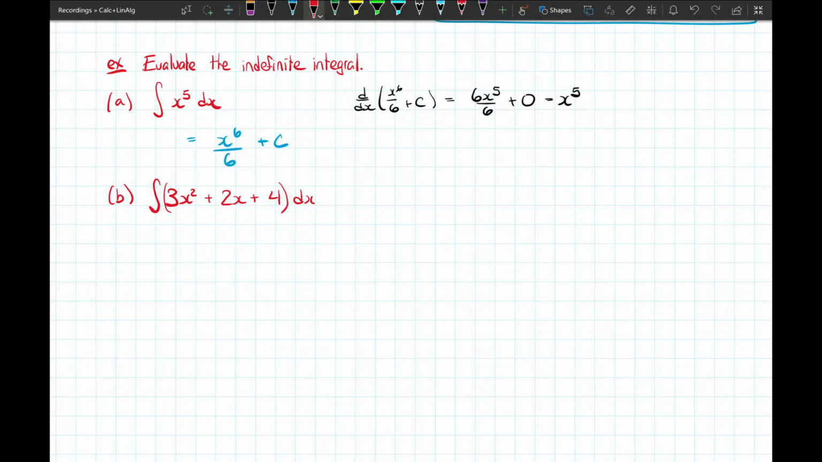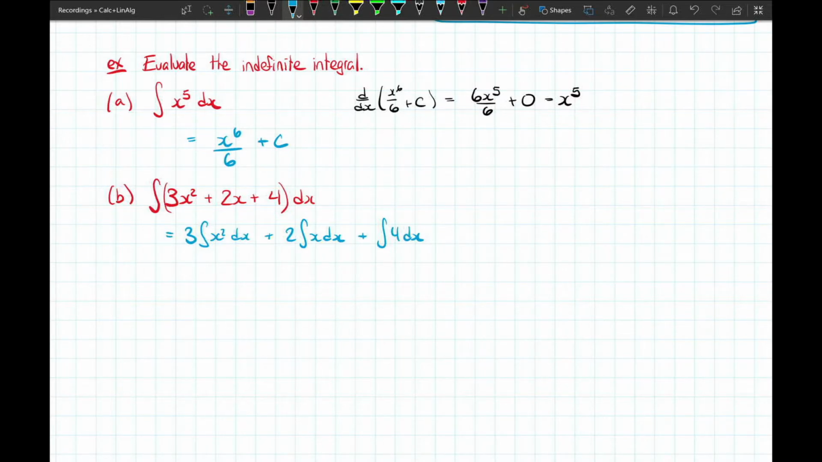Adding in some constant multiple rules and sum and difference rules, then we can start taking a look at polynomials. The antiderivative of 3x squared, well, being a constant multiple, we could leave this 3 behind and then take the indefinite integral of x squared. Looking at the next term, we can leave the 2 behind and look at the indefinite integral of x. And then we have the indefinite integral of 4. So this can really be split up into 3 separate integrals.